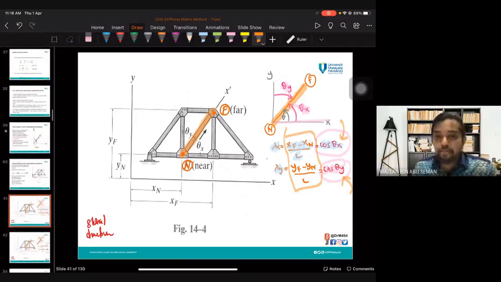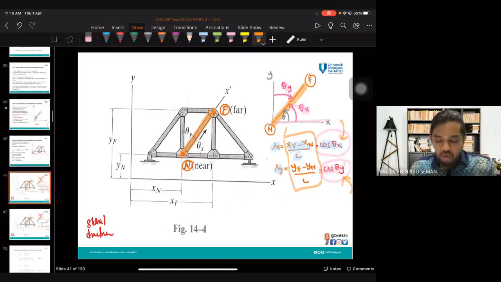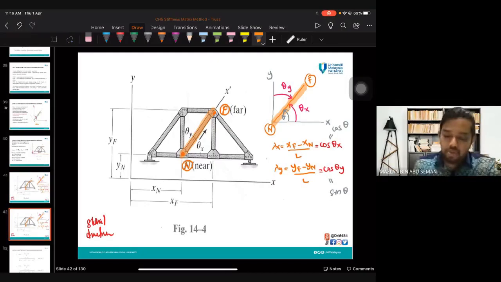Alright, clear for that? The history behind it: X for X far minus X near divided by L, also Y for Y far minus Y near divided by L. That is your coordinate. And also the coordinate, you can use theta, theta X and theta Y. Also, in some notes, you can see they just use theta, not theta X or theta Y, just theta. That theta from X-axis. And so this one will be cos theta.